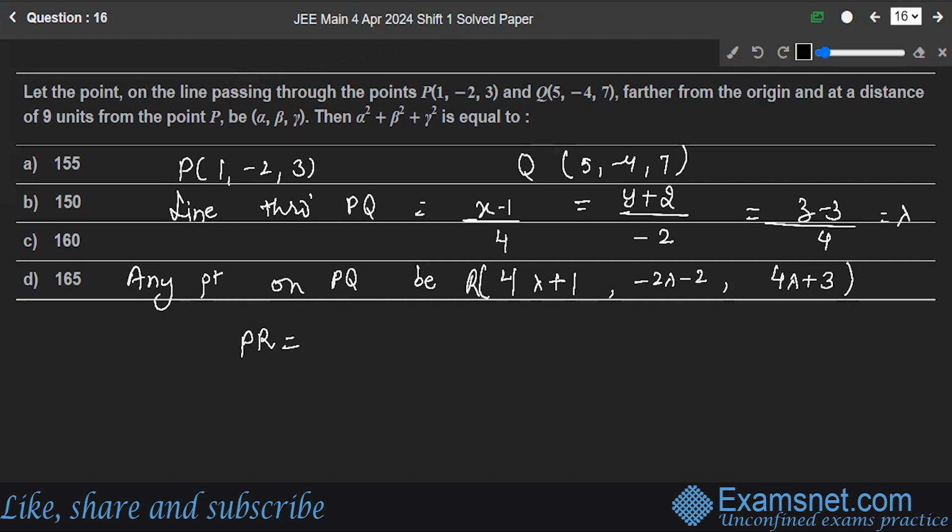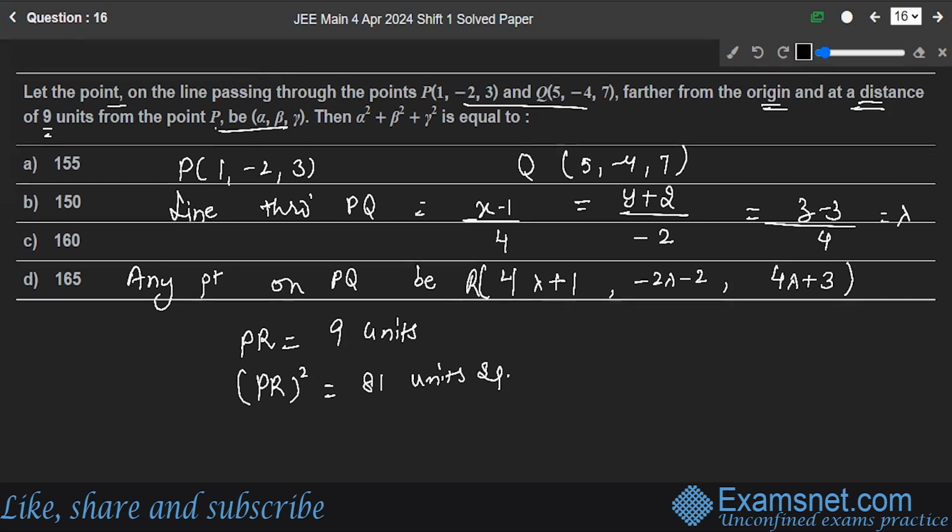So PR is equal to, it's given to you that farther from the origin and at a distance of 9 units from this point P be alpha, beta, gamma. Let's read it again once. Let the point on the line passing through these 2 points, farther from the origin and at a distance of 9 units from the point P, be alpha, beta, gamma. Okay, so PR is given to you as 9 units over here. Its square will be 81 square units, right?